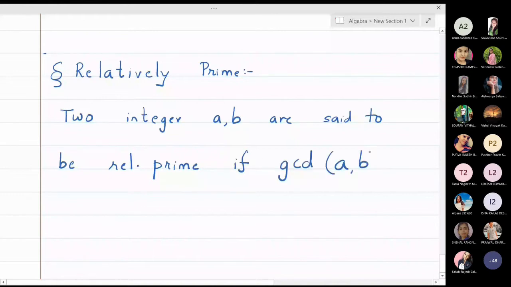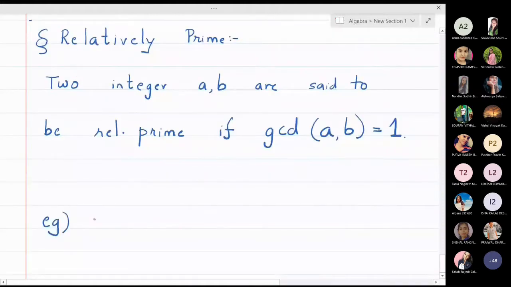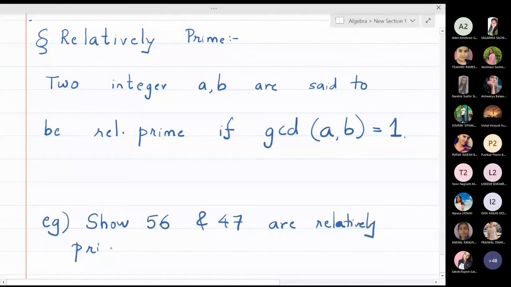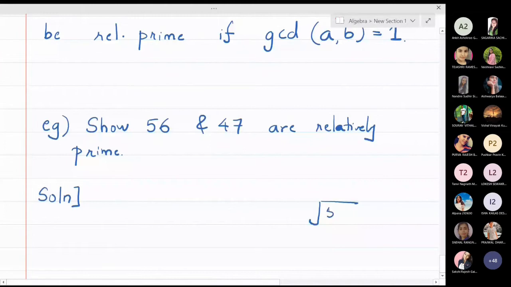Example: show that 56 and 47 are relatively prime. So in the solution, I will divide 56 by 47, and then the remainder will turn up to be 9. So I can write 56 is equal to 47 into 1 plus 9.